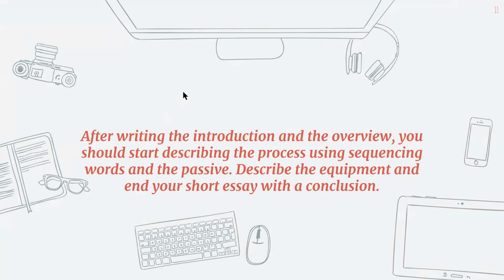After writing the introduction and the overview, you should start describing the process using sequencing words and the passive. Describe the equipment and end your short essay with a conclusion. So you will not be talking about the 6 steps only. Sometimes you need to describe the equipment.